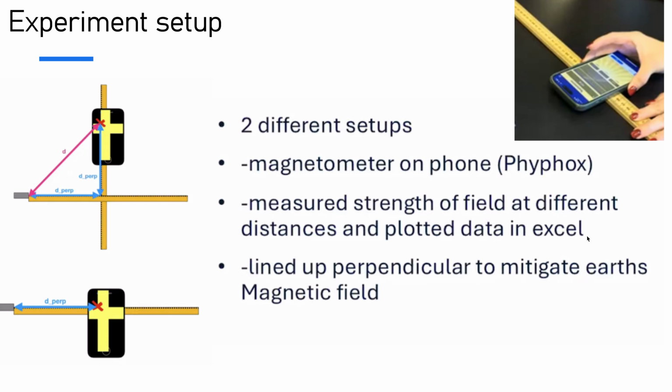For the experiment, we were in the laboratory and we had two different setups. For each setup, we used the magnetometer on the phone using the Firefox app, and we measured the strength of the field at different distances, and we plotted that data in Excel. We lined the phone up perpendicular to mitigate the Earth's magnetic field affecting the magnetometer in the phone. As you can see in the diagram on the left, we put tape on the phone to identify the magnetometer, and then we measured distances and measured the recordings on the phone at each distance. You can see that in action in the image in the top right.